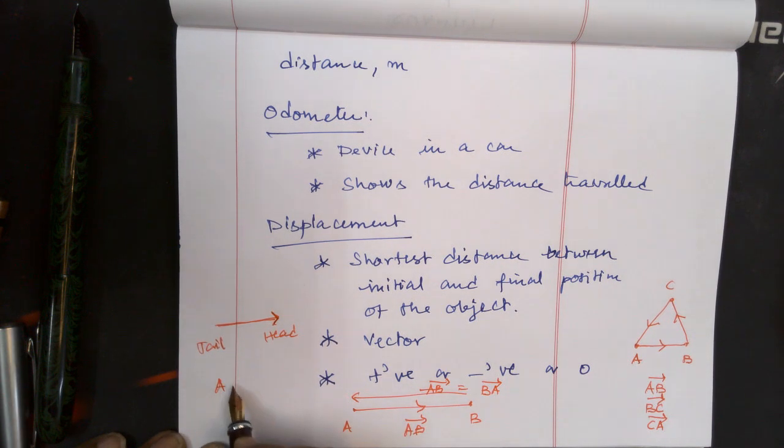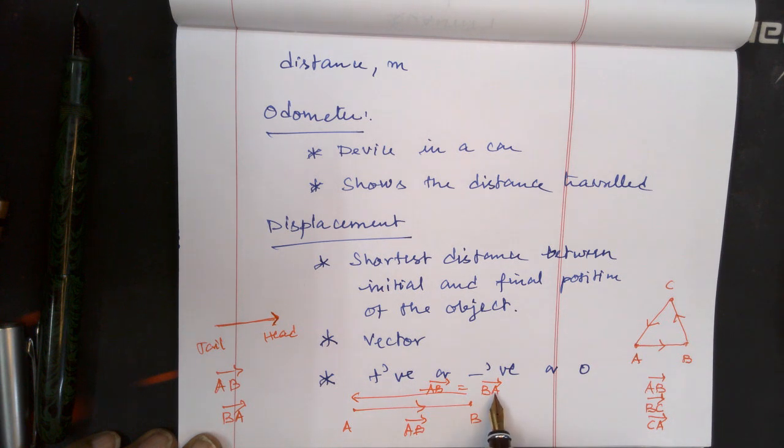So when I say AB vector, what does it indicate? It starts from A and reaches B. When I indicate B to A, what does it indicate? It starts from B and reaches A. Are you able to follow? So this is AB and this is BA, and this BA can be represented as a negative vector of AB. That indicates that the direction is opposite, and that is why a vector can be made positive and negative based on the direction. Is it clear?